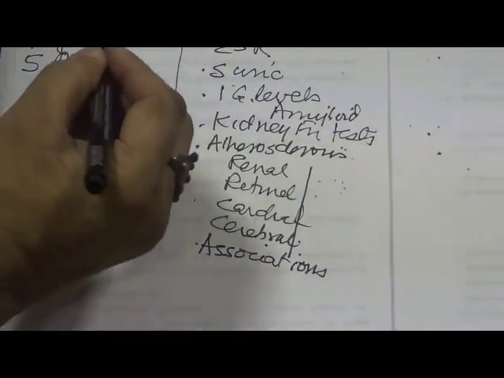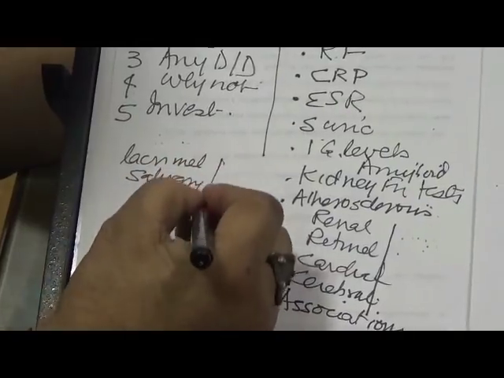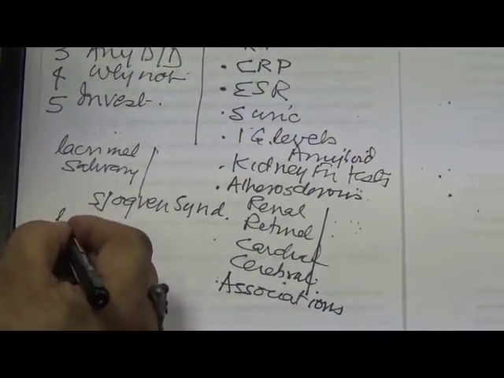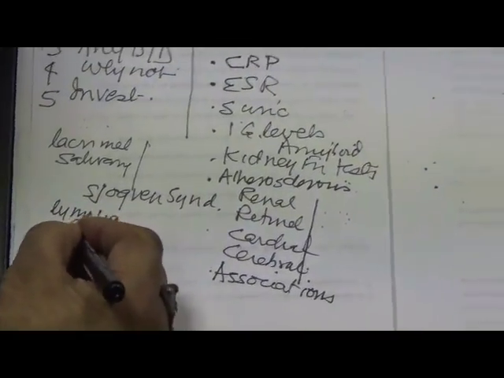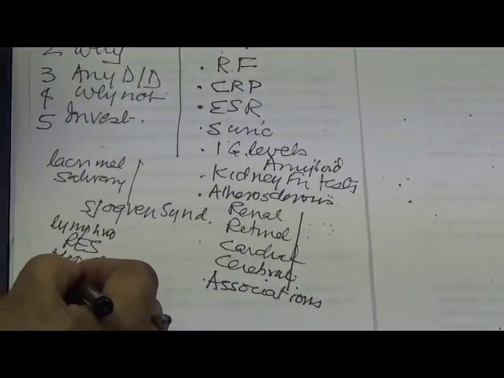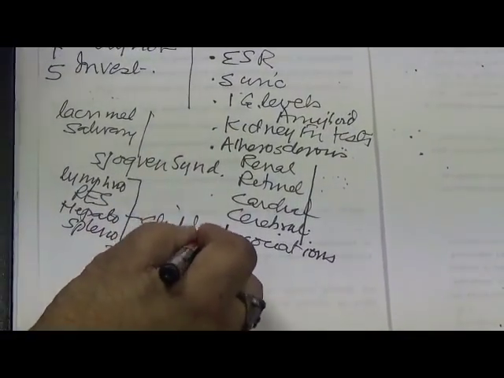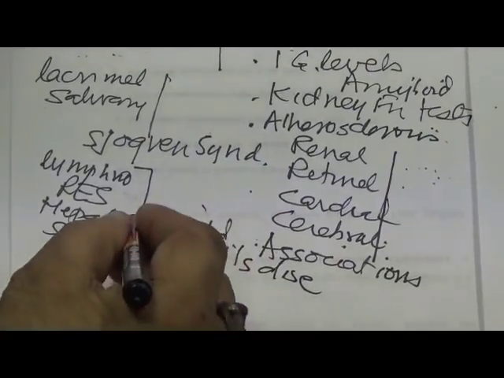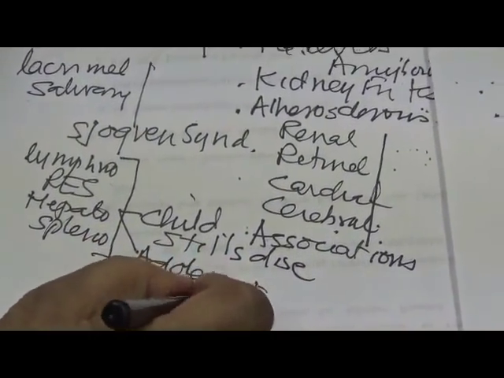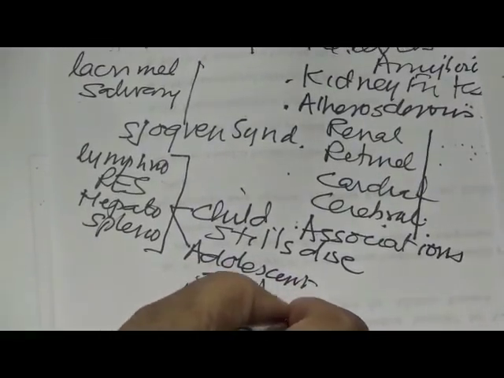So in rheumatoid arthritis, the association can be lacrimal gland or salivary glands, when we call it Sjögren syndrome. They can be lymph nodes or the reticuloendothelial system, hepatosplenomegaly and lymphadenopathy. In children, this is called Still's disease. In adolescents, it is called juvenile rheumatoid arthritis or Felty syndrome. All these are MCQs.